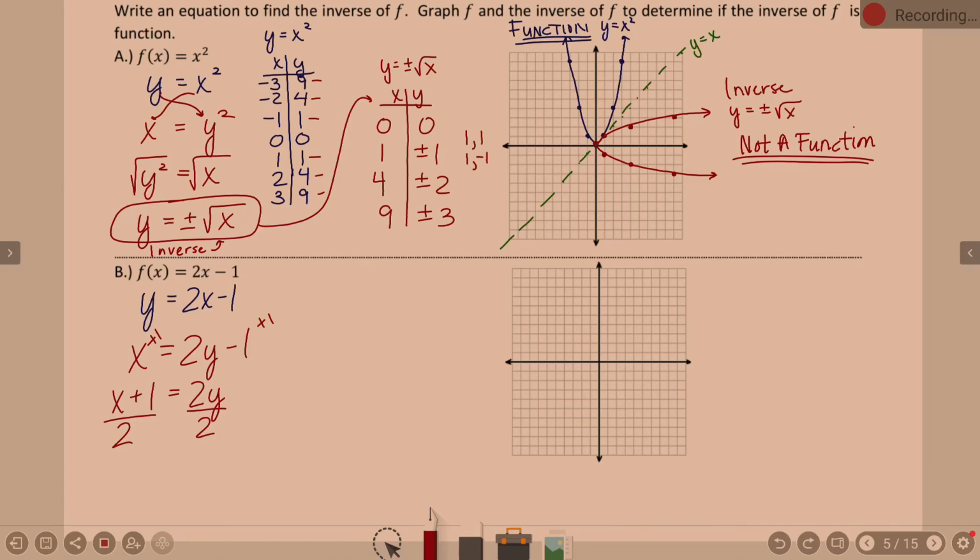One option is I can divide by 2 just like that, and I can say that y equals x plus 1 over 2. Or the other option is that I could divide both pieces by 2. And if I divide both pieces by 2, I'm going to have x over 2 and 1 over 2. Now, when I say x over 2, keep in mind that that could be 1x over 2, or in other words, 1/2 x plus 1/2.